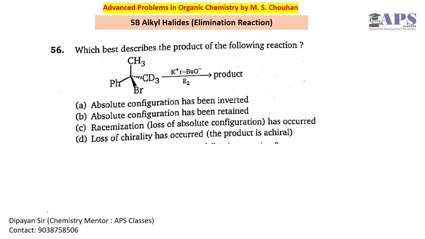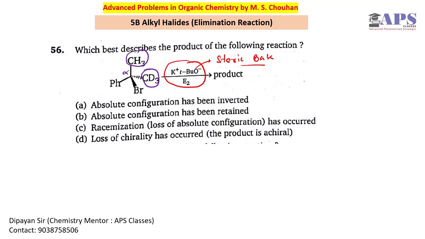Moving forward to question number 56, we have tertiary butoxide, which is a bulky base. Bulky base, so it will always give E2 Hofmann type elimination. So now the thing is that if this is the bromine leaving group, this is alpha, we have two beta positions. One is this, another is this.